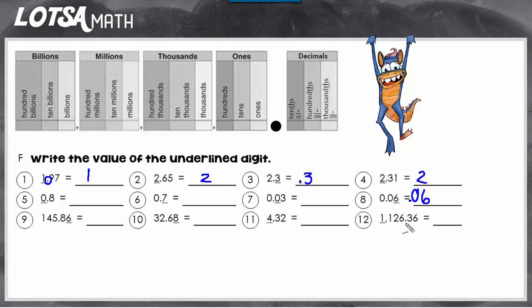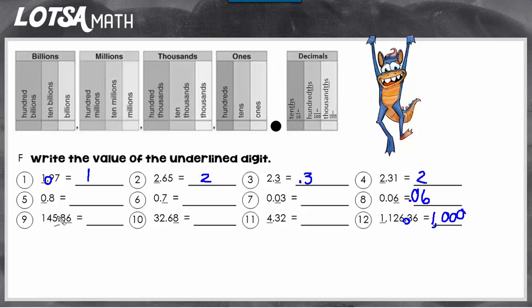Okay, again, we find the decimal point. This looks like a really big number, but when we think about the 6 being the ones, it's just ones, tens, hundreds, thousands. So this 1 is in the thousands place. So the value is 1,000.